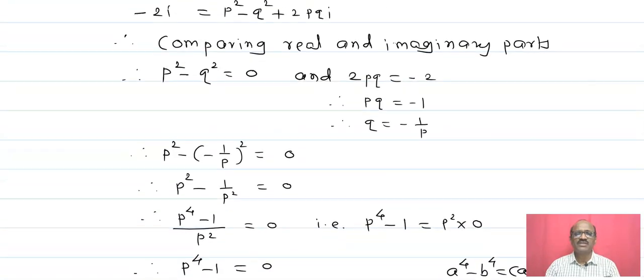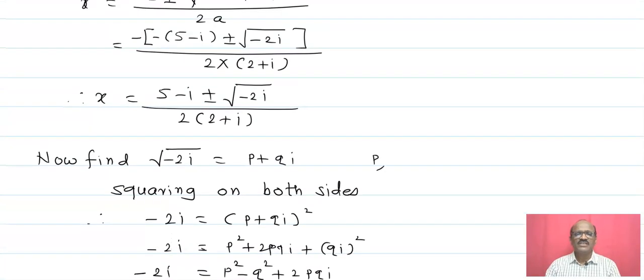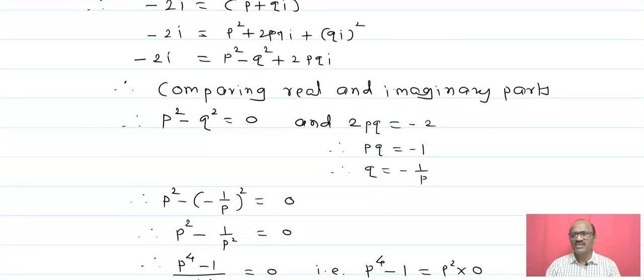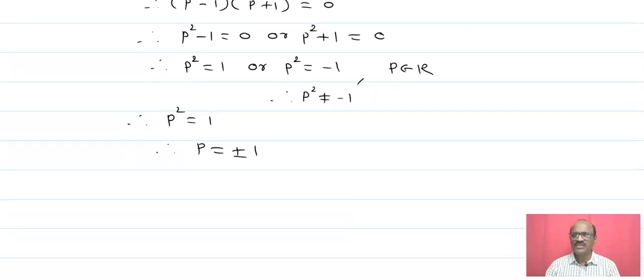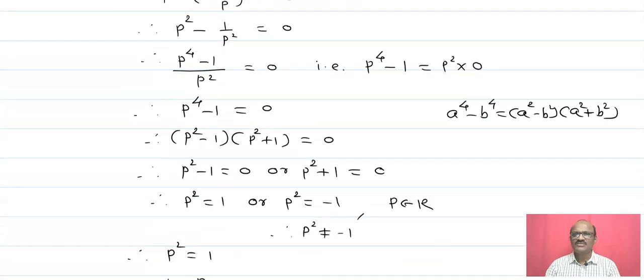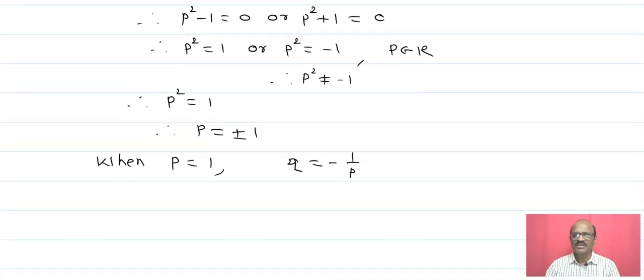Again, p square equal to minus 1 is not possible because p and q belong to the set of real numbers and the square of a real number is not negative. Therefore, p square is equal to 1, and that's why p is equal to plus or minus 1. When p is equal to plus 1, q is equal to minus 1 upon p, that is, q is equal to minus 1.